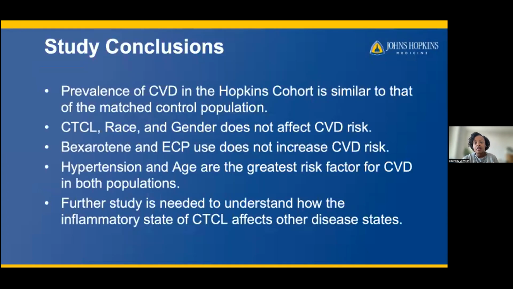So our study conclusions just show that there was a prevalence of cardiovascular disease in our cohort that was similar to our matched control, and that other risk factors such as CTCL, race, gender didn't affect our cardiovascular disease, and neither did treatments such as bexarotene or ECP. And that inside of our cardiovascular population, really hypertension and age were the greatest risk factors. And so really more study will have to be conducted in order to understand the inflammatory state of CTCL and how it affects our other disease states.